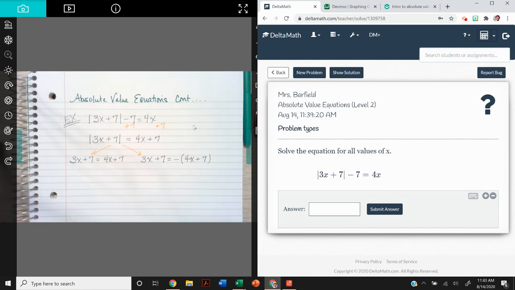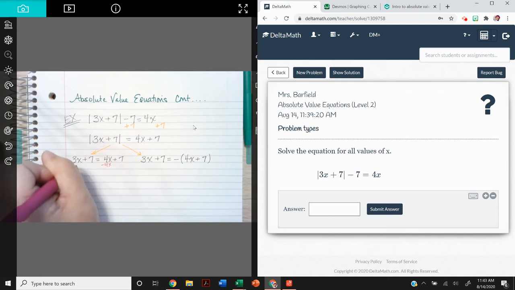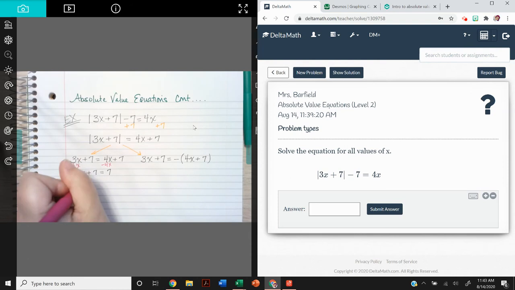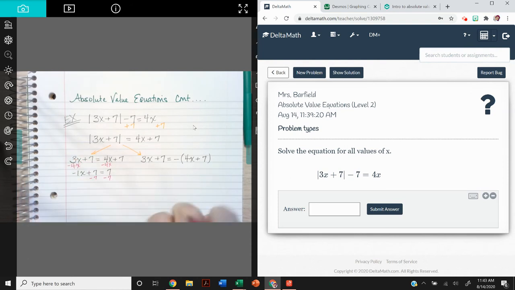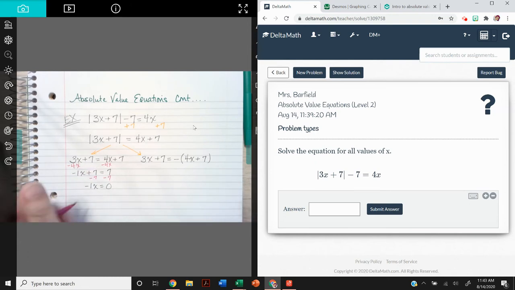Now, variables on both sides, you can approach it a multitude of ways. I like my variables on the left. So because I like my variables on the left, I'm going to subtract 4x. So that gives me negative 1x plus 7 equals 7. So that means I'm going to subtract 7. So I get negative 1x equals 0. Well, then if I divide by negative 1, 0 divided by negative 1 is just 0. So x equals 0.